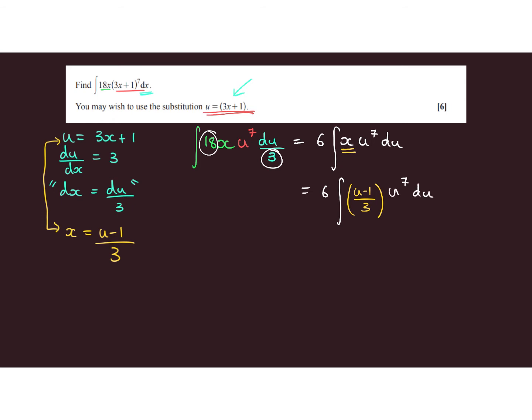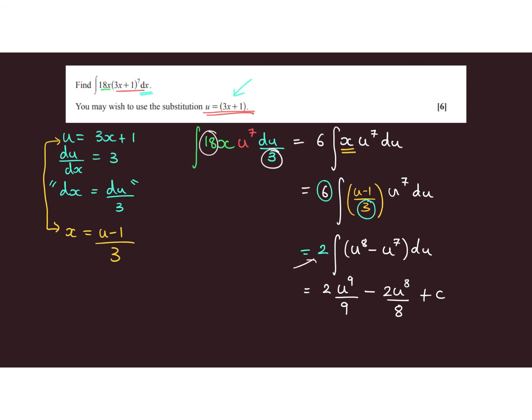And then we can simplify this by expanding the bracket and simplify. So the 6 over 3 will give me a 2 outside the integral. And then expanding this bracket, I will simply get u to the power of 8 minus u to the power of 7 with respect to u integrated. So this then becomes 2 u to the power of 9 over 9 minus 2 u to the power of 8 over 8 plus my constant of integration.